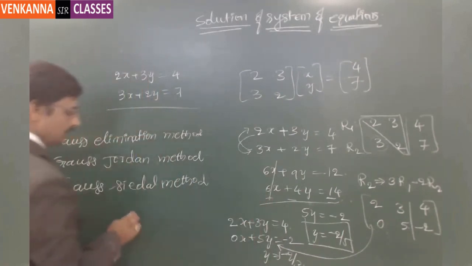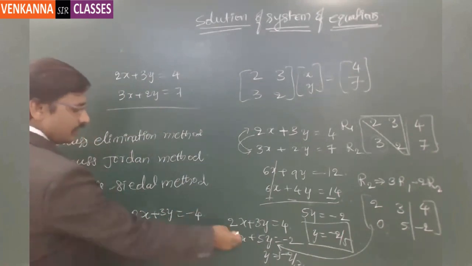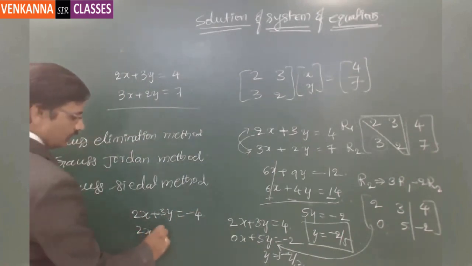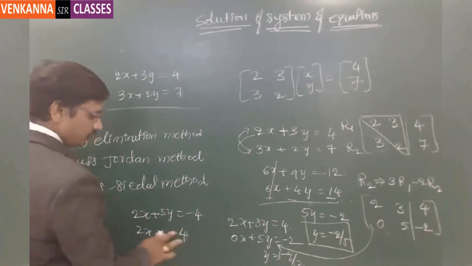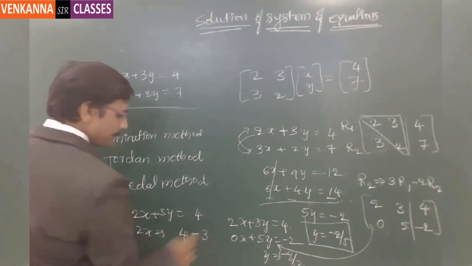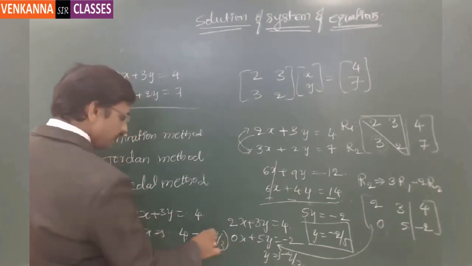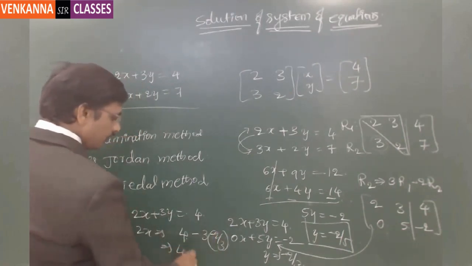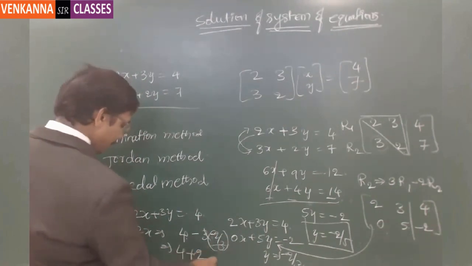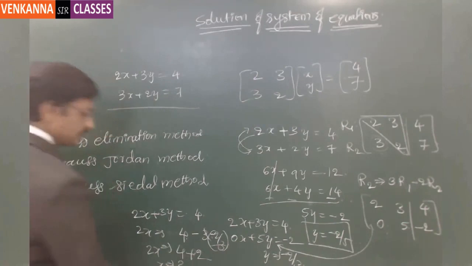So for that, 2x plus 3y equal to minus 4 and y is equal to minus 2 by 3. 2x is equal to minus 4, 2x equal to 4 minus 3y. So 3y is minus 2 by 3. So if I replace here, this is 4 plus 2. This is 2x, or x is equal to 3. So this is the answer.